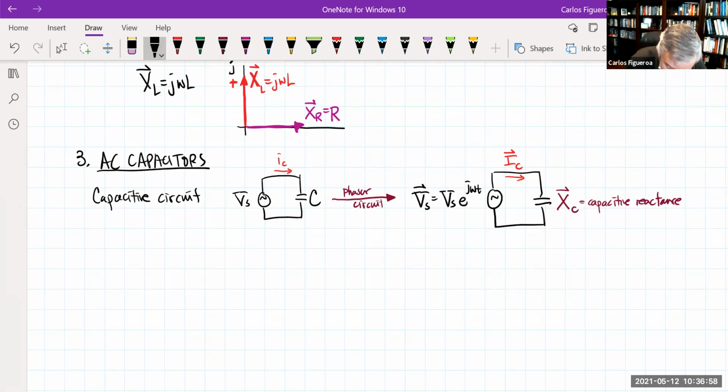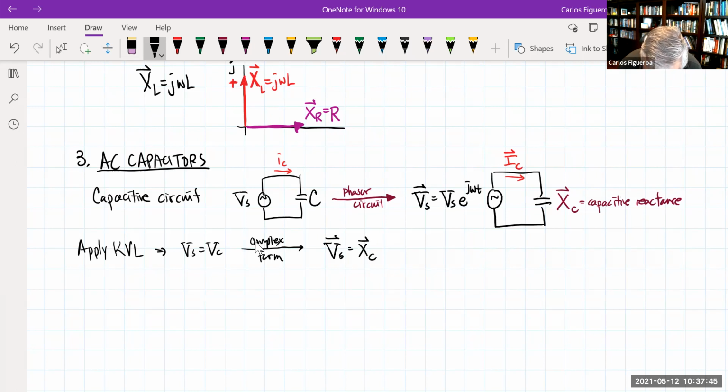Okay, so here we go. Now I'm going to apply KVL. If I apply KVL in the time domain circuit, we write this as Vs equal to Vc. Man, I'm not really liking this, but it doesn't matter what I like or not. Then I go into the complex form. When I calculate this in the complex form, we know that this should be Vs equals Xc times Ic. Now I put this into the complex form, and then I know how to write Ic here.